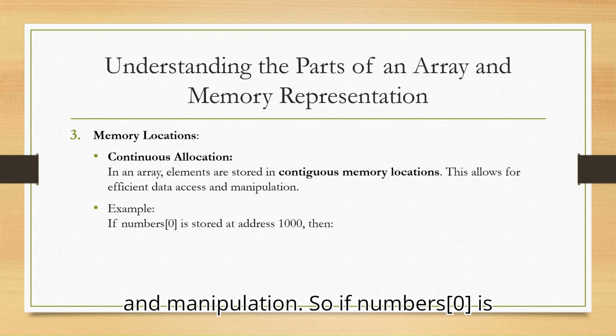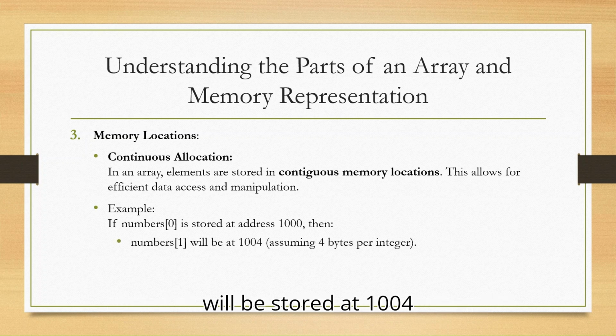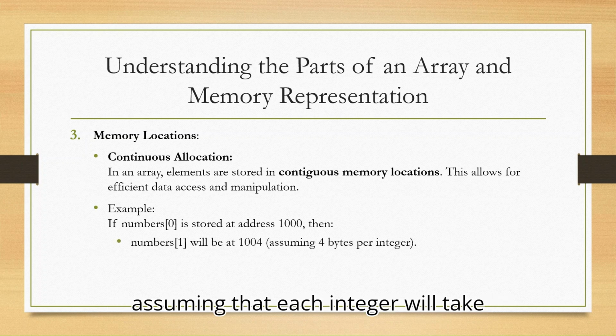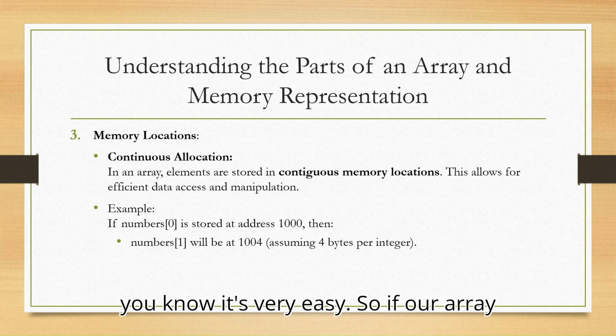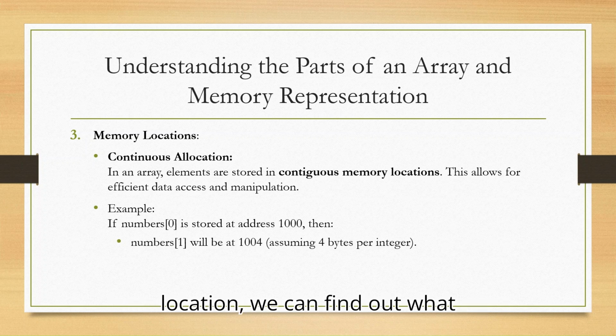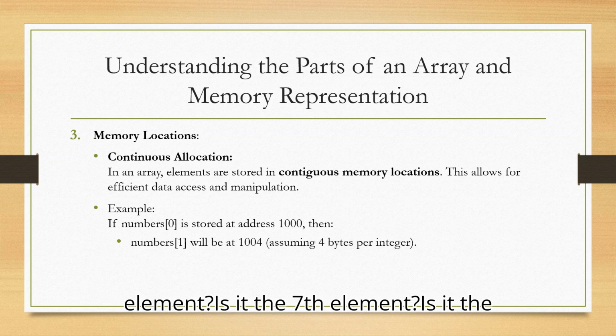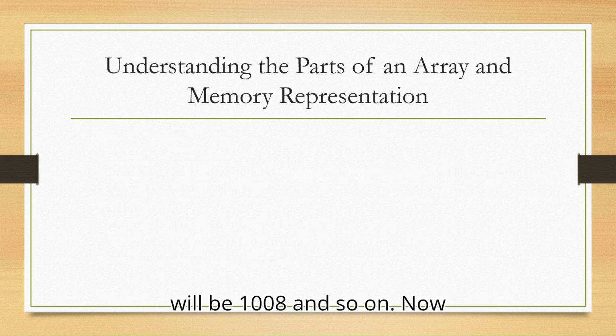So if numbers[0] is stored at address 1000, numbers[1] will be stored at 1004, assuming that each integer takes up 4 bytes of memory space. So if our array is an integer array, then even by memory location we can find out which element it is, whether it is the sixth element, the seventh element, the 100th element, etc. See, numbers[2] will be 1008, and so on.